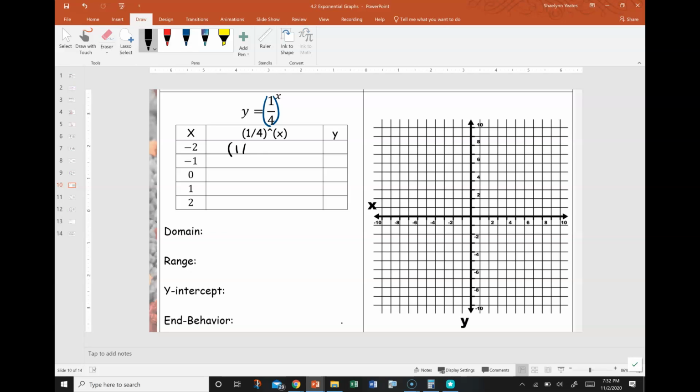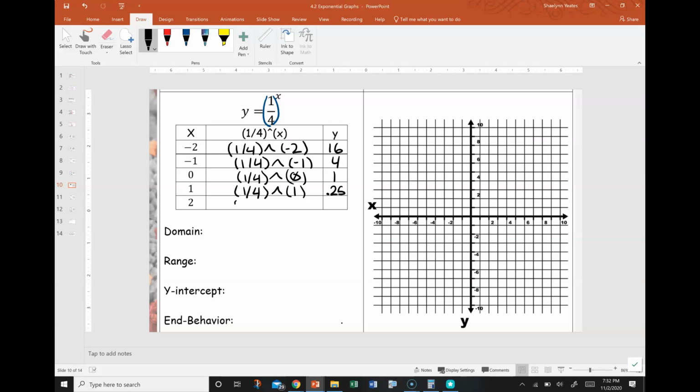We do 1/4 to the -2. We type that in, we get 16. Strange. All right, we do 1/4 to the -1, and we get 4. All right, let's do 1/4 to the 0, and we get 1. Okay, that one was expected. Okay, and we've got 1/4 to the first, and we get 0.25.